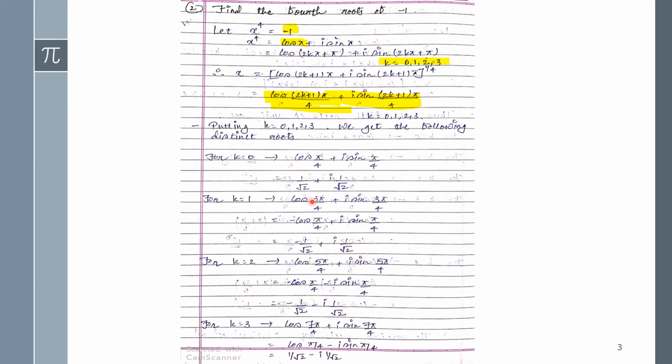So putting one by one all the values of k, we will get different kinds of values. Just putting k equals 0 into this form, this one will be 0, so that will be cos π upon 4, as well as i sin π upon 4. Now you know the values of π upon 4, so I'm applying that also: 1 upon root 2.